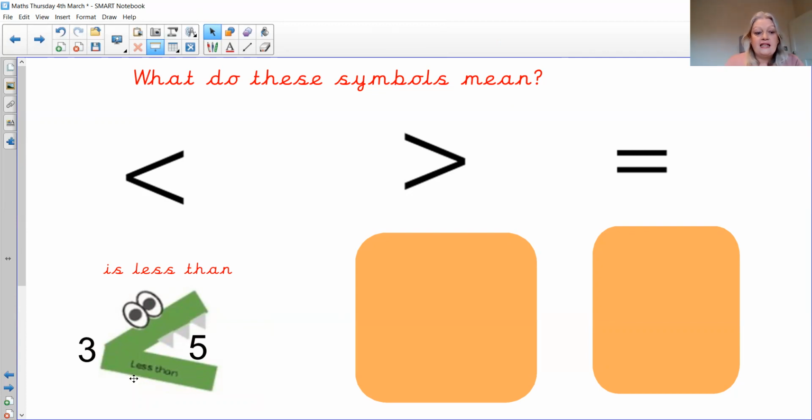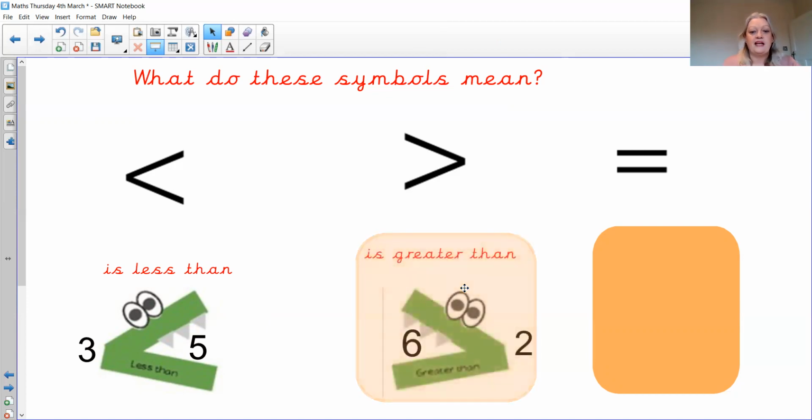So read this sentence with me. 3 is less than 5. You repeat that again. Is less than. Fabulous. So this symbol then, let's see if you've got it right. That's right, is greater than. Here's the crocodile, and the symbol's being turned around because he's eating this bigger number.